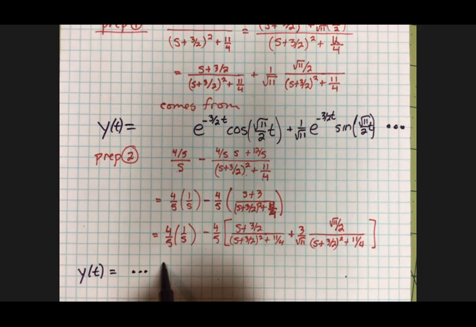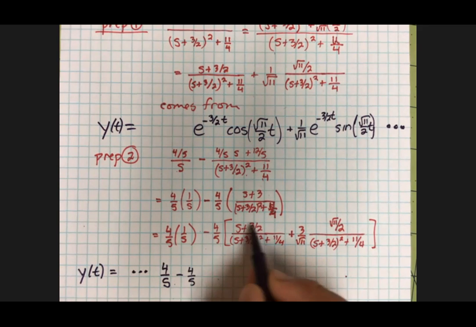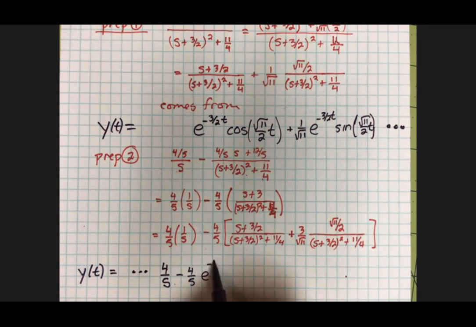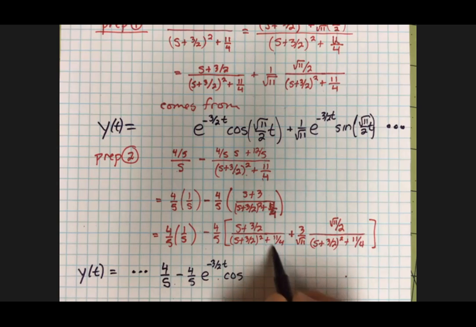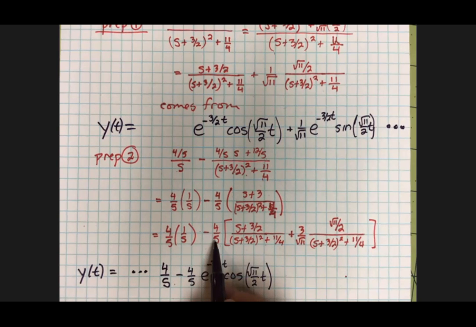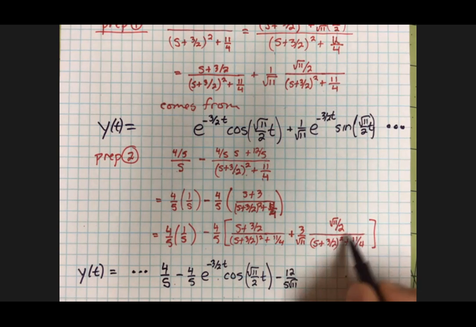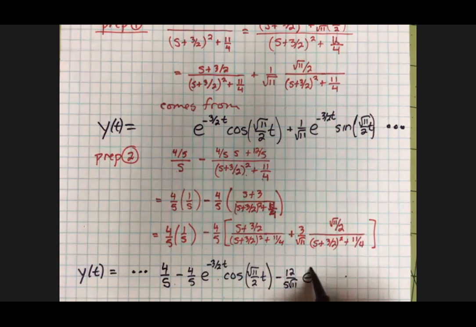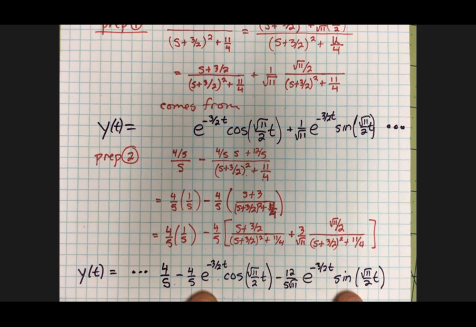So now we're going to pick up a 4/5 times 1. I'll just write 4/5. I've already commented the 5s and s's look alike, so keep them straight. Here, and notice this 4/5 is on both of these pieces. So first, minus 4/5. This is a cosine transform that's been shifted with an exponential. And the frequency is root 11 over 2. Then I throw that 4/5 onto the 3/11. So now I got minus 12 over 5 root 11. And this is a sine transform, e to the minus 3/2 t sine root 11 over 2. Okay, got it. I think that's good.